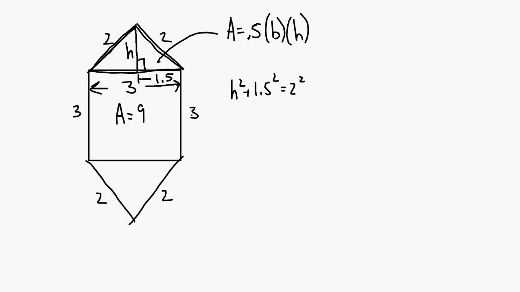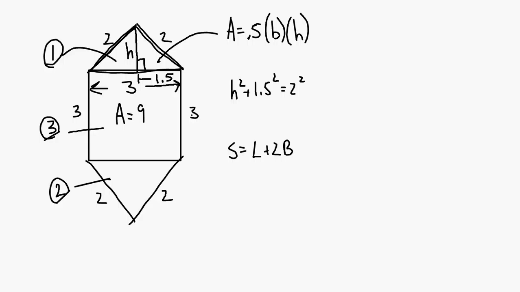So in the second part of the problem, when you got to do S equals L plus 2 times the area of the base, the big letter B in this problem is the area of this triangle on the top plus the triangle on the bottom plus this square that's in the middle. Don't forget to add those 3 together. Or you can find the area of the triangle on top, multiply it by 2, and add the square to it.